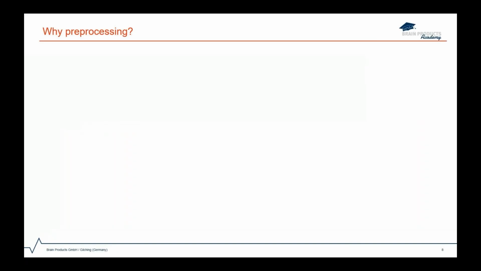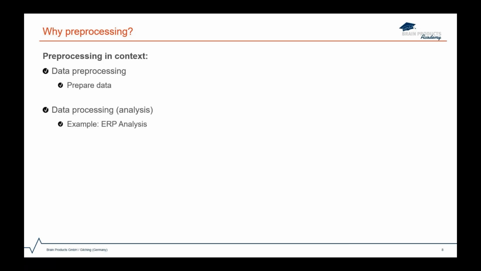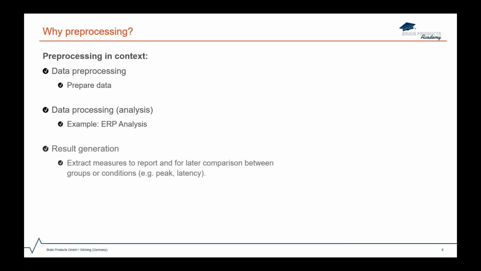So let's begin. To set preprocessing in context, let us go through the process of data analysis. Preprocessing is, of course, the first steps that we do when we receive our raw data, where we start preparing the data. Afterwards it is followed by data processing, for example, when we get our measures of ERP analysis, followed by result generation, where we extract measures to report for later comparison between groups or conditions, for example, getting the peak or the latency out of the ERP component. And then we will automate the processing pipeline to other data sets.